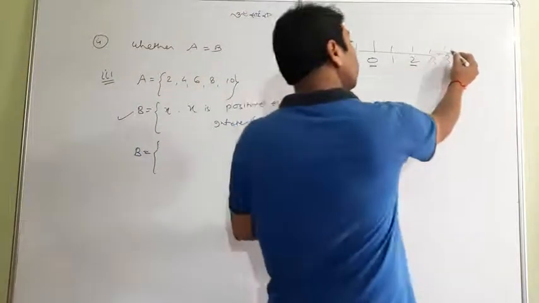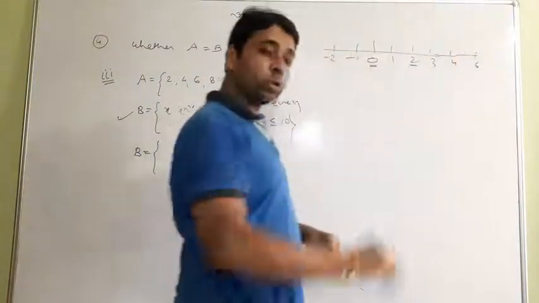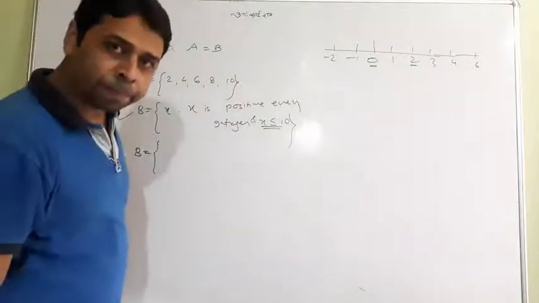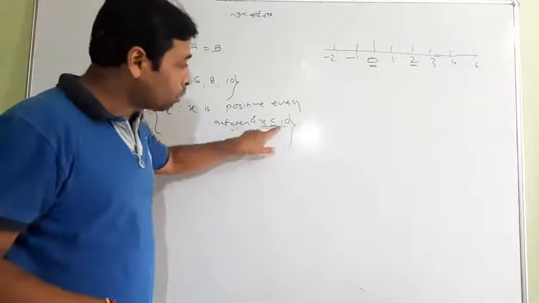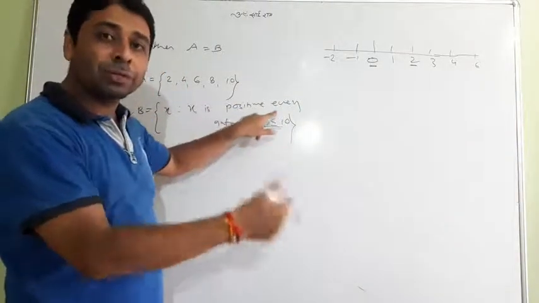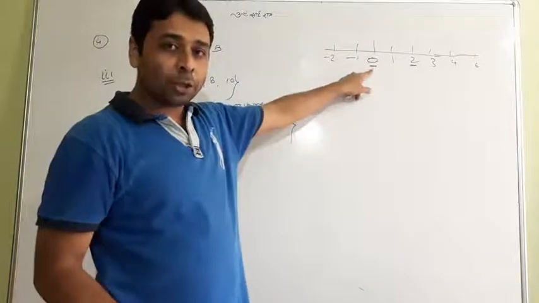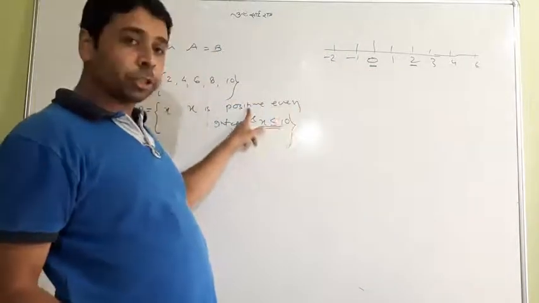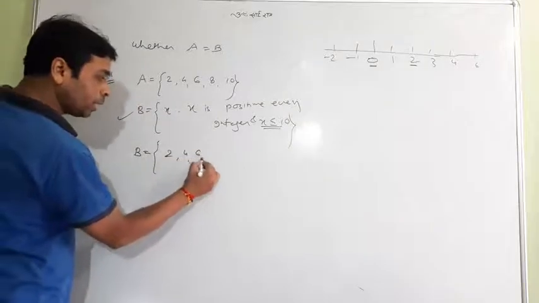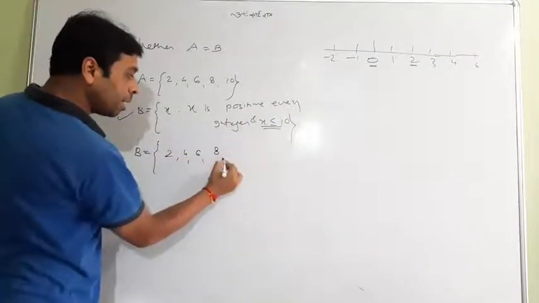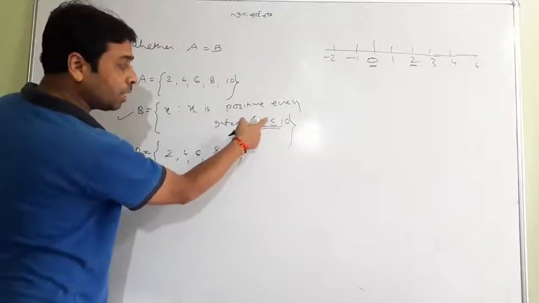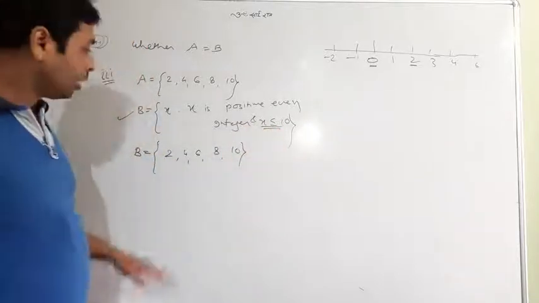2, then 4, then 6, and so on. But we have a restriction that x is less than or equal to 10. Meaning it can be equal to 10, it is less than 10, and it is positive and even. So 0 is even, I know, but I can't take it because it is not positive. So we'll start with 2. We'll write 2, then 4, then 6, then 8, and then 10. I can't go beyond 10 because it is a restriction: x is either equal to or less than 10. So your answer is this one.